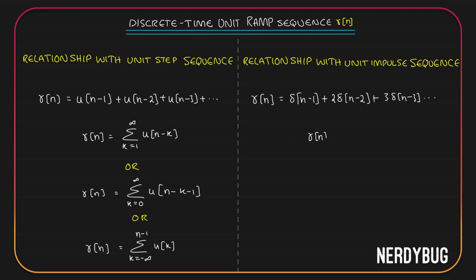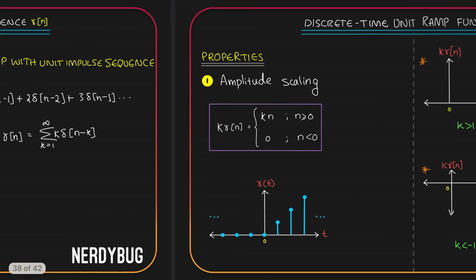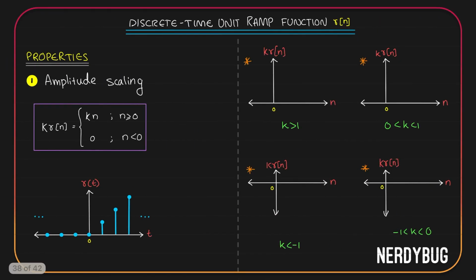So we can write R of n is equal to summation from k equals 1 to infinity delta of n minus k. Wait, we have to amplitude scale as well. So k delta of n minus k. You can try yourself to write other versions of the same summation as we have done over here. Let's move on to the first property, amplitude scaling.